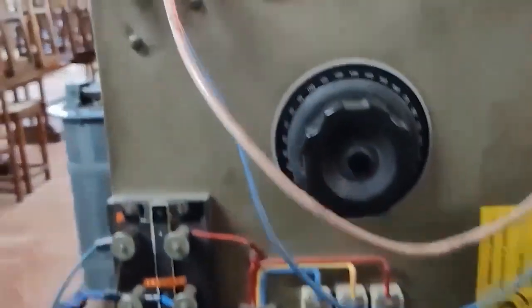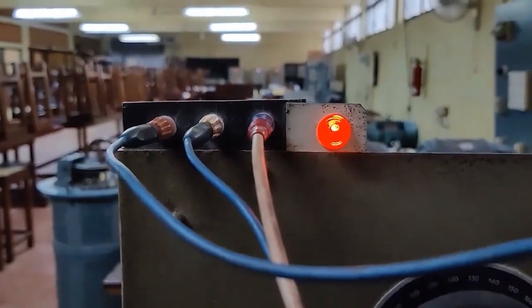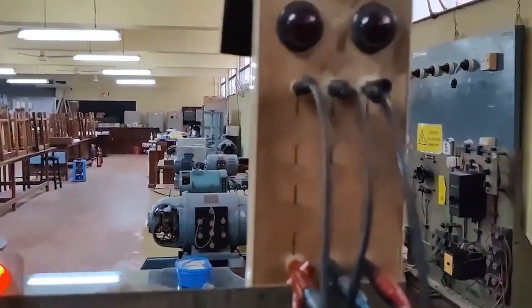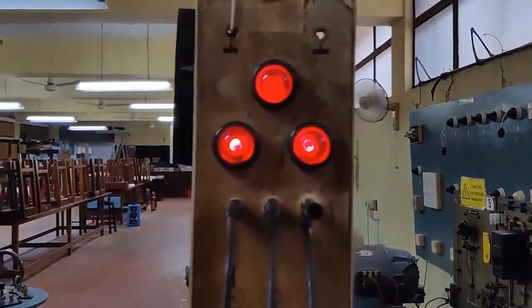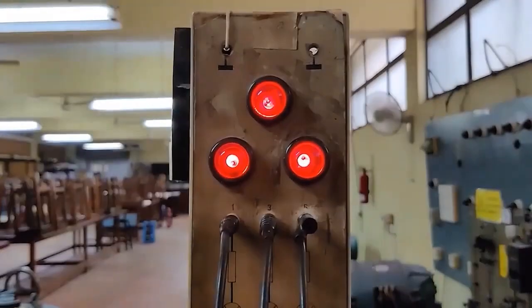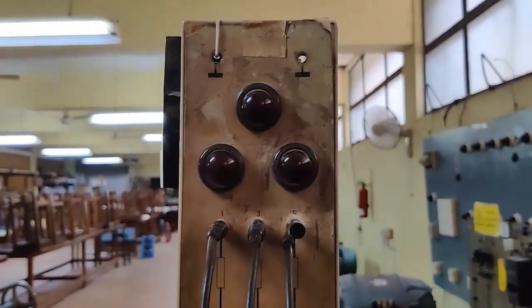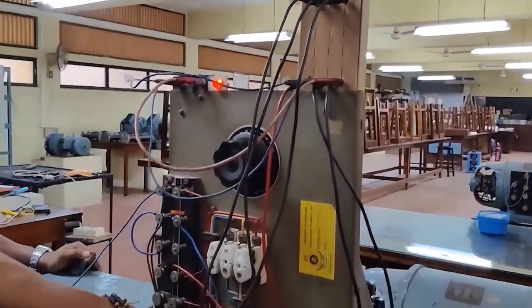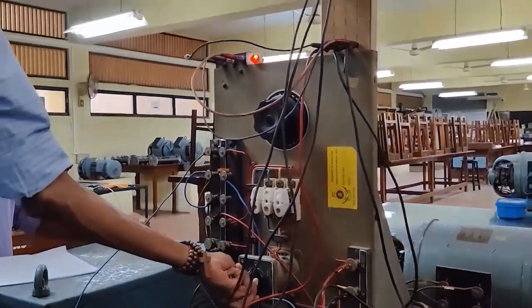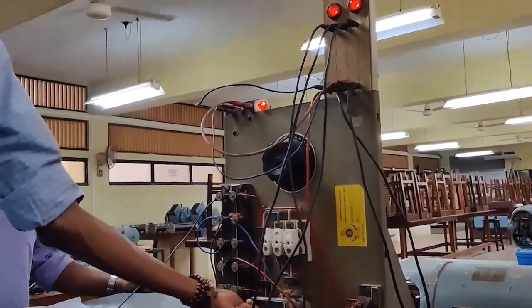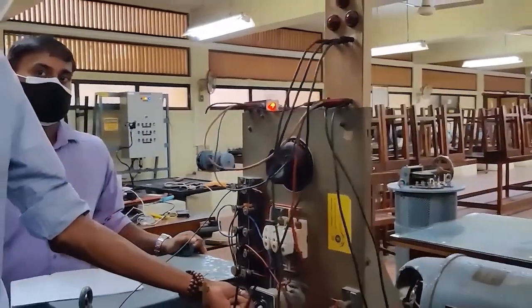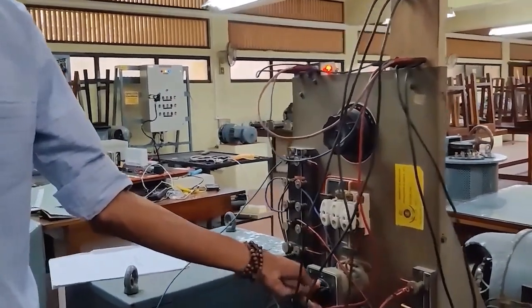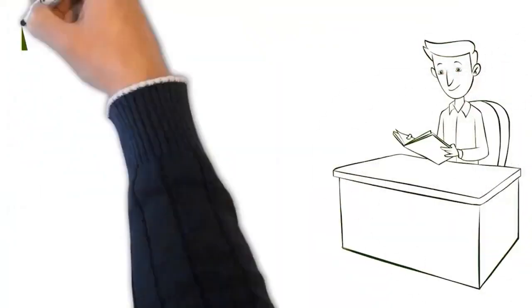Now, switch on this switch to have the supply from the national grid. Now you can observe that 3 bulbs are blinking. When all the lamps are getting dark, the synchronization switch must be closed. Now I am ready for the synchronization. Now all the bulbs are getting bright, and now all the bulbs are getting dark. So now I close the switch for the synchronization. So that is the end of the experiment.